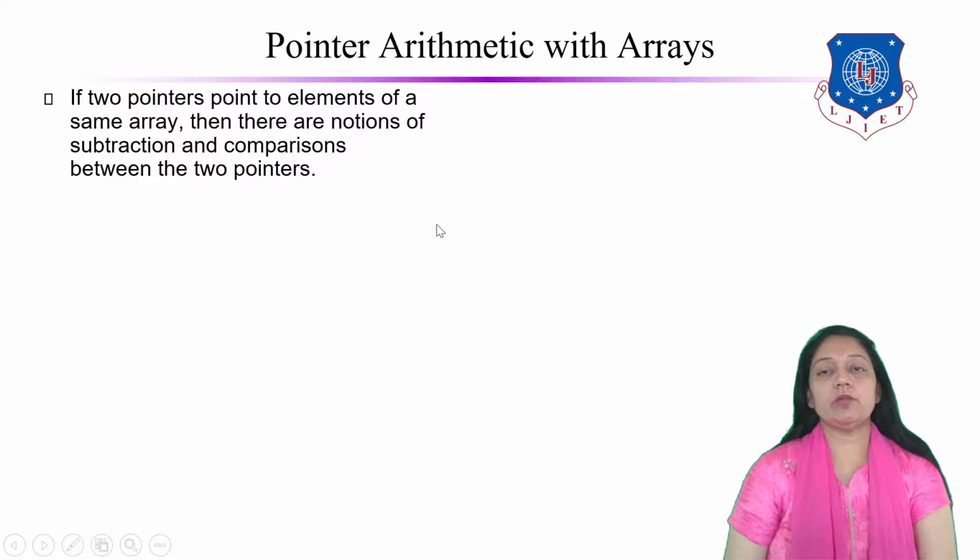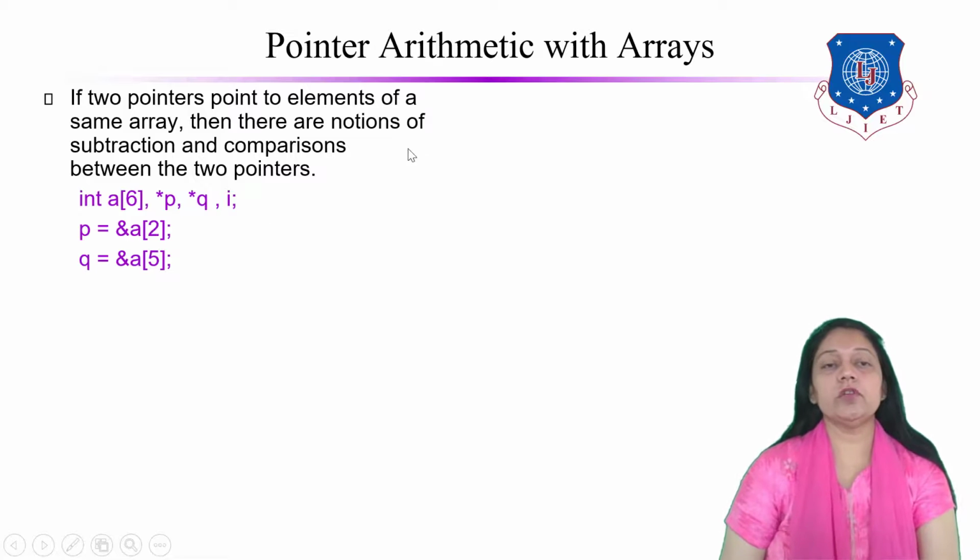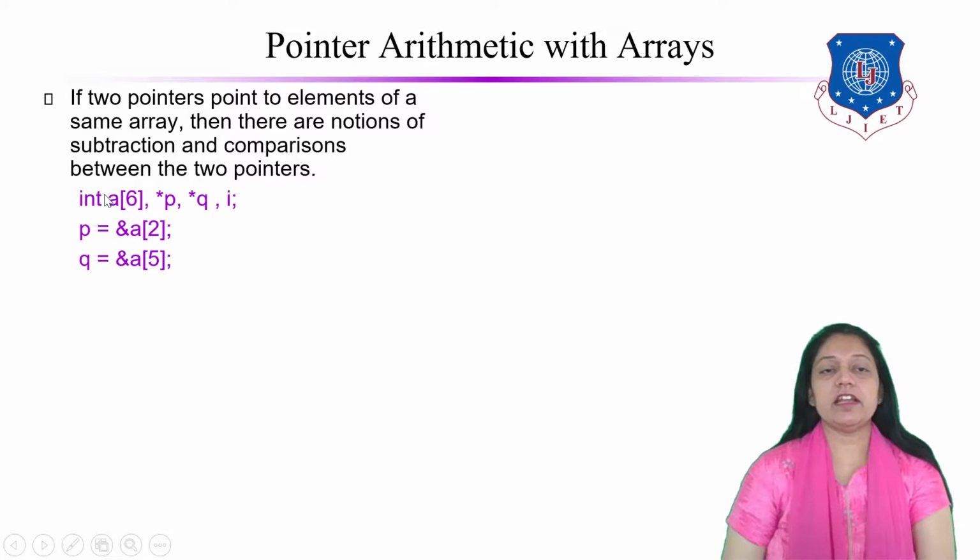Now we'll see one more example of pointer arithmetic with arrays. In the previous slide we were adding some value to the pointer. Now we'll see how to do subtraction with pointers. We can do the subtraction operation on pointers only when the pointers are pointing to elements of the same array. Say, for example, I have an array a which has a total of 6 elements. There are two pointers p and q. Right now p is pointing to a of 2 and q is pointing to a of 5.